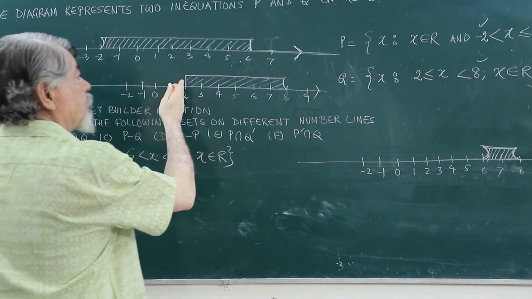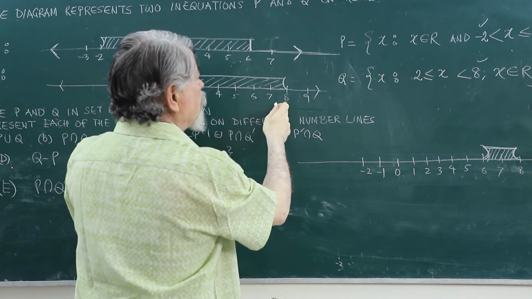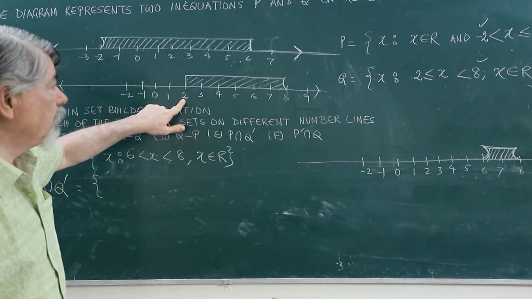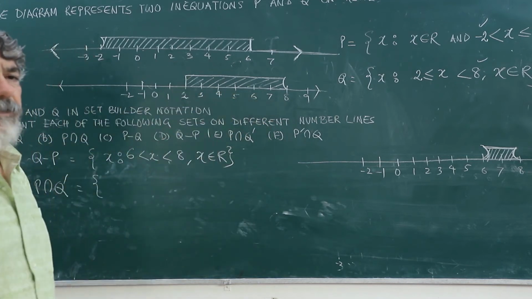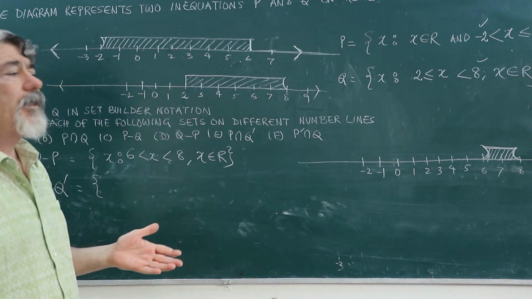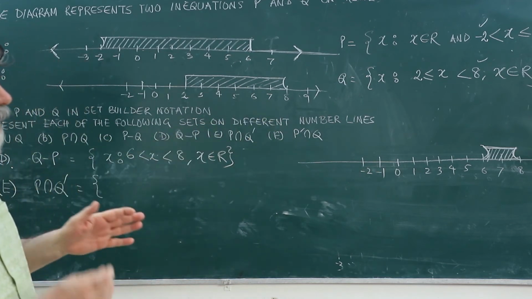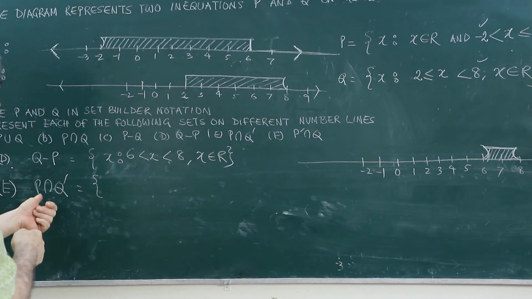That means Q dash will have all the elements except those between 2 and 8. The 2 will not be part of it. The elements of Q will not be there. When I talk of Q dash, it means all the elements of the real numbers except the set Q. So set Q has to be removed, and we take its intersection with P.